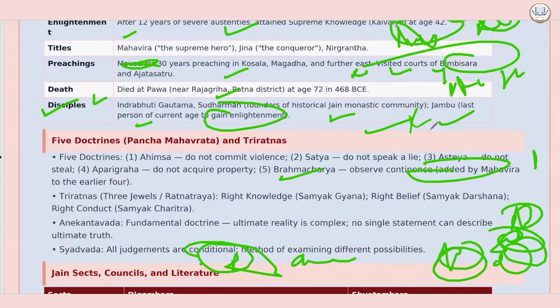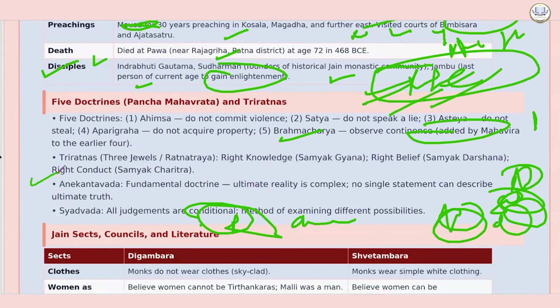And we have 3 Ratnas, KFC. How to remember with KFC? Right knowledge, right faith, right conduct. And we have Anekantavada, a philosophy which is used in ethics also. So ultimate reality or ultimate jnana or truth is complex, and no single statement can describe the ultimate truth. So it provides much needed depth.